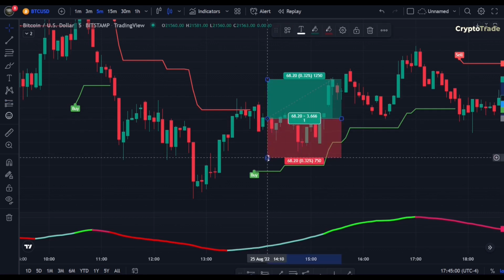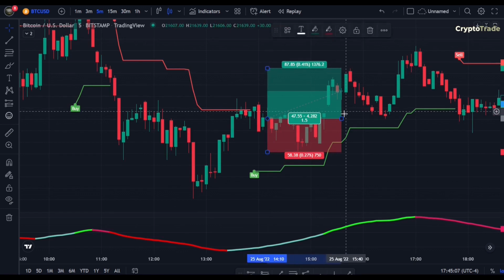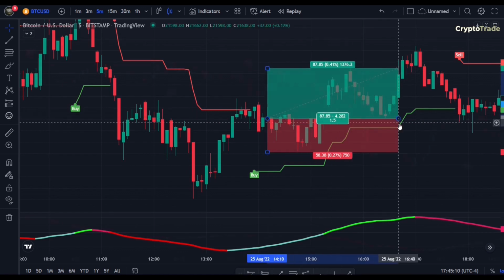Place the stop loss below the nearest swing low. The risk to reward ratio will be set to 1 to 1.5. I hope you have understood the buying strategy.